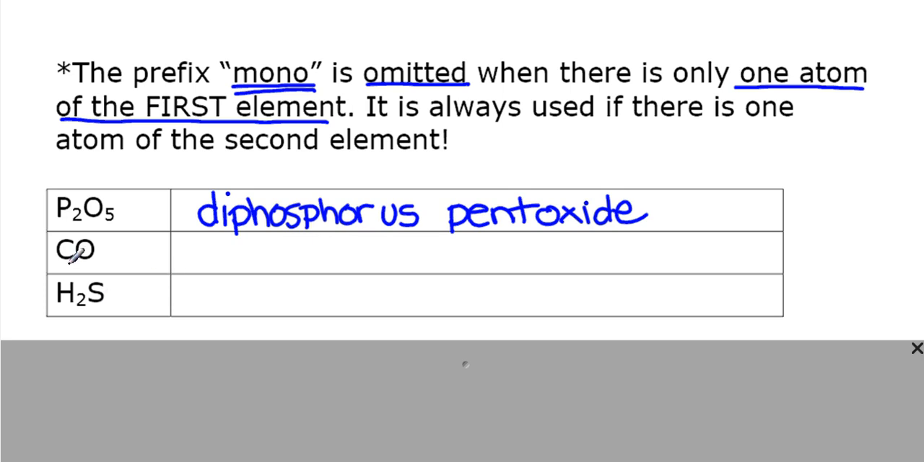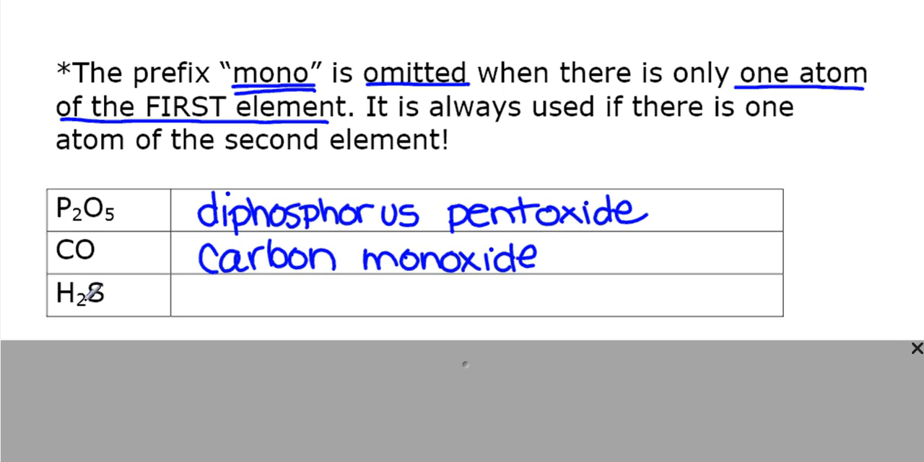Next one, carbon and oxygen. So here's 1 carbon. This is one of those cases where we don't use mono at the beginning. So we just say carbon. But there's 1 oxygen, the second element, you include it. You don't put a double O for mono and oxide, it's just monoxide. Carbon monoxide, you've probably heard of that gas before.